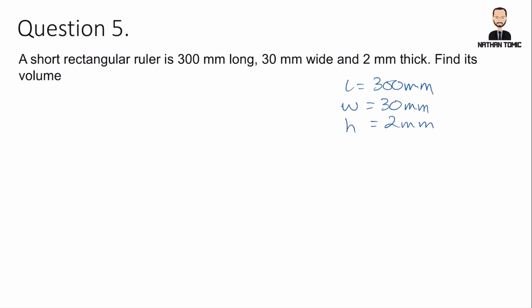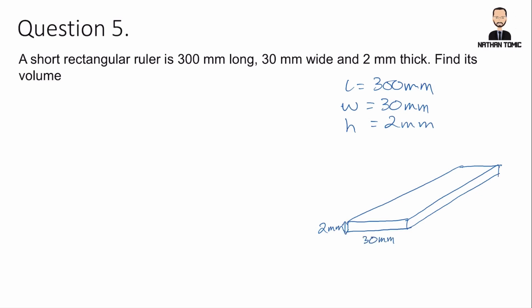So we can go and straight away do the equation, but as always, I like to draw a diagram. Now, it's talked about a ruler, and I know rulers are very thin, so I'm going to do a very long rectangular prism like that. So my height is only 2 millimeters. That's the height. All right. The width is 30 millimeters. So that's this measurement across here. And our length in this case is going to be 300 millimeters. Okay, that's that long measurement there.